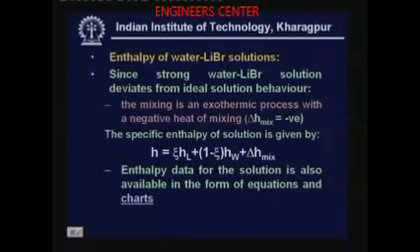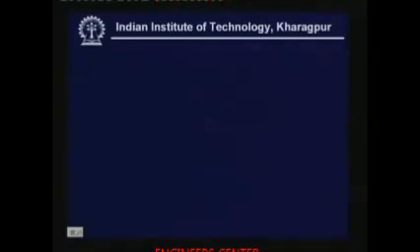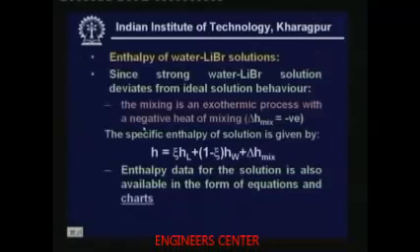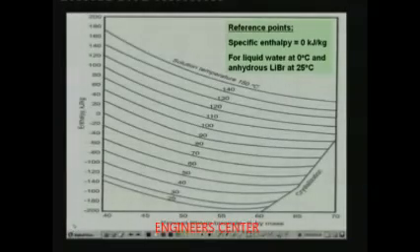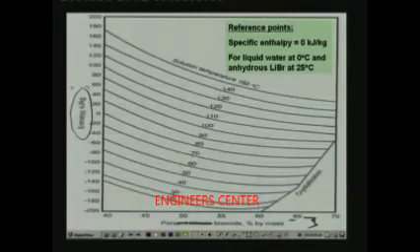Enthalpy data for solution, just like your vapor pressure data, is also available in the form of empirical equations and charts. Let me show a typical chart here. This is a typical enthalpy concentration temperature chart. You can again see here that the x-axis is the concentration, or zeta, in percentage. On the y-axis you have the enthalpy of the solution, and this data is available for different solution temperatures. You can see that 25, 30, 40 are all constant solution temperature lines.